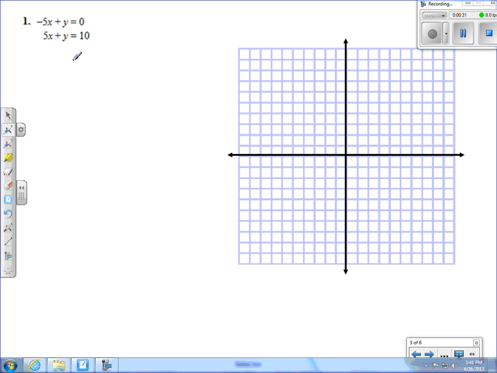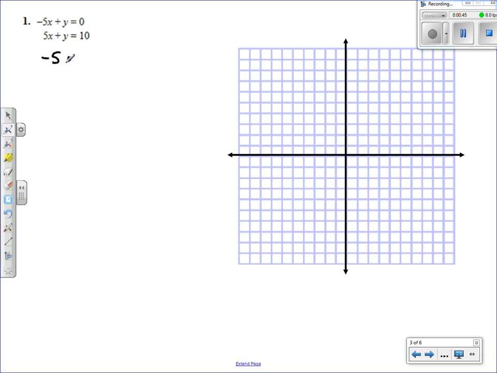We're going to start with reviewing 6.1. 6.1 was graphing. So as we've talked before, our first step is to get them into y equals mx plus b so that we can identify the slope and the y-intercept. So our first equation, negative 5x plus y equals 0. We need to add 5x to both sides. We end up with an equation of y equals 5x. From here, we can easily identify our slope as 5 over 1 and our y-intercept as 0.